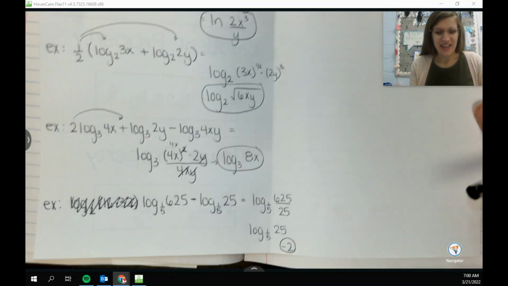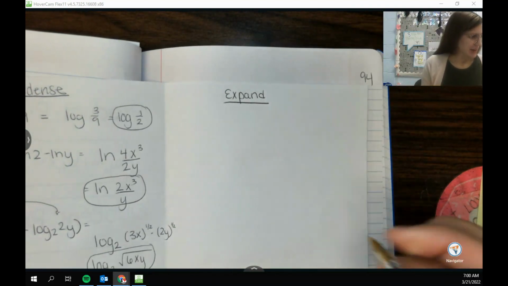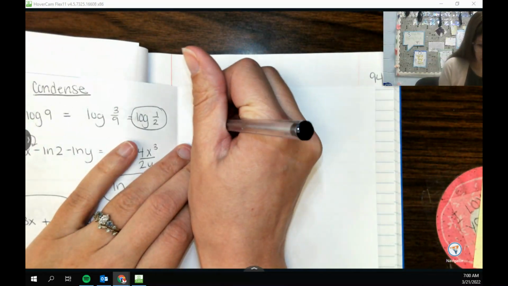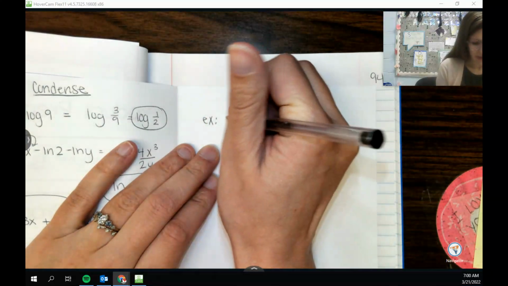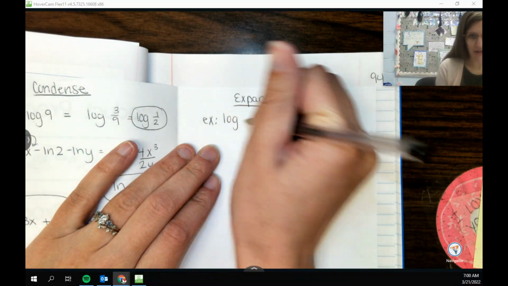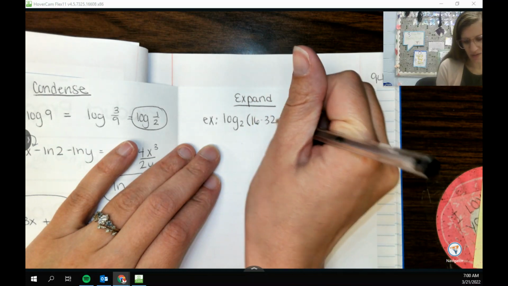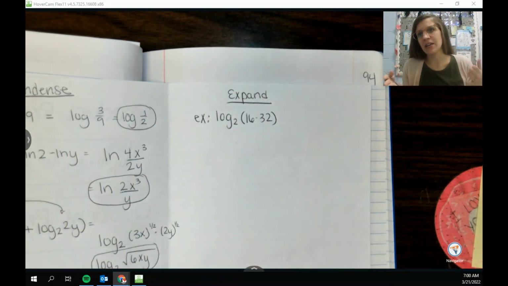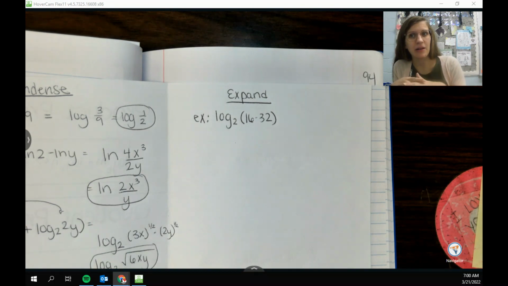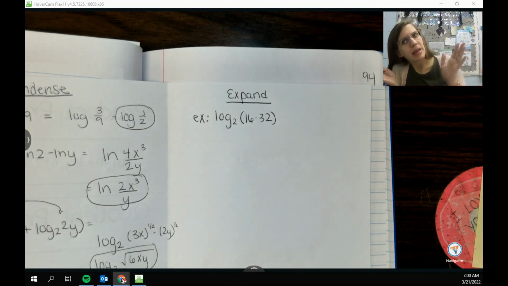Okay, let's talk about expanding. I got ahead of myself a little bit there. So let's do an expanding example. So that one that I had originally written down. So log base 2 of 16 times 32. So I can tell that we're going to expand here because I only start with one logarithm, which means we're probably going to want to expand out.